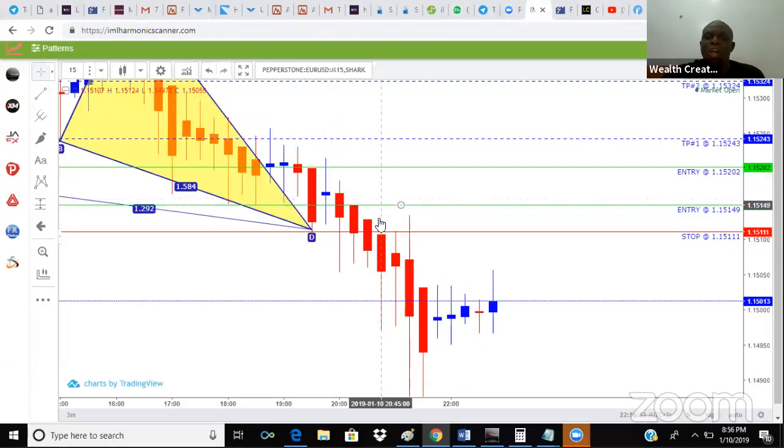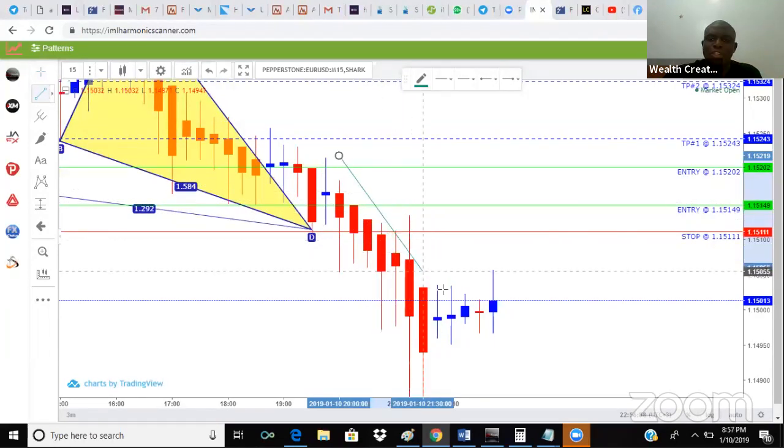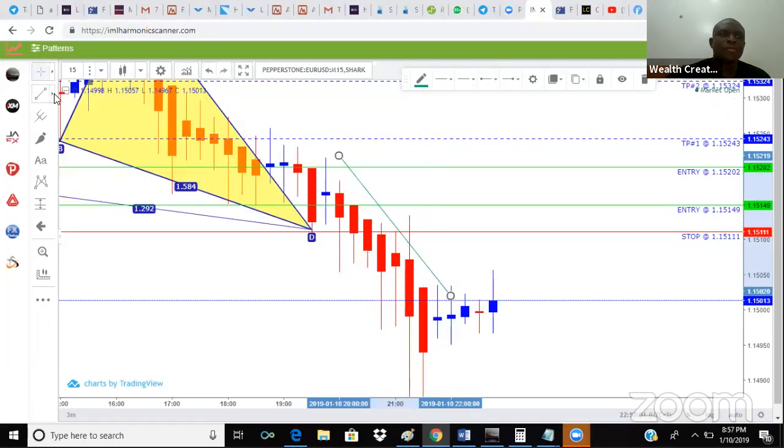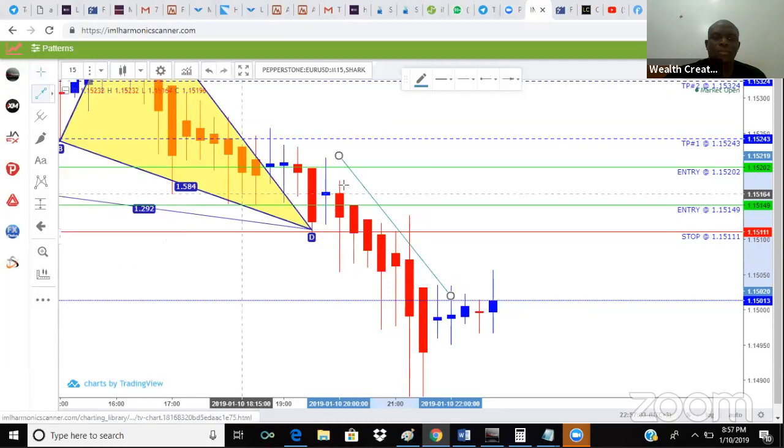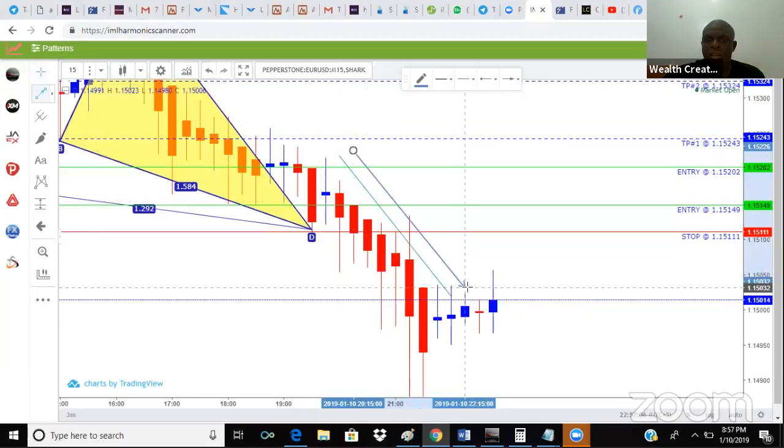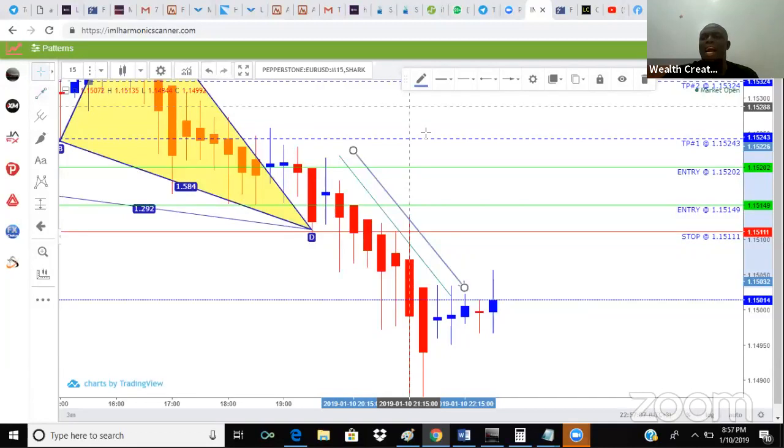And apart from that, you have been seeing a red flat top candle. That's what you are seeing. You've not seen a blue flat bottom. So that means there will still be a push down.